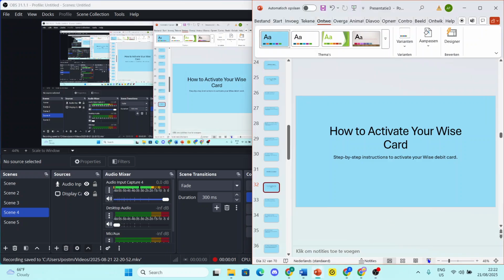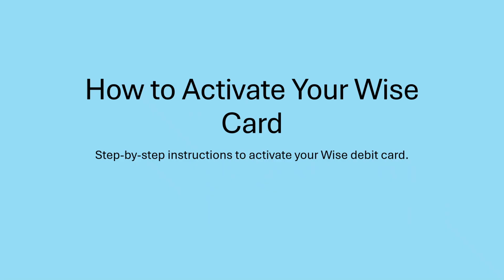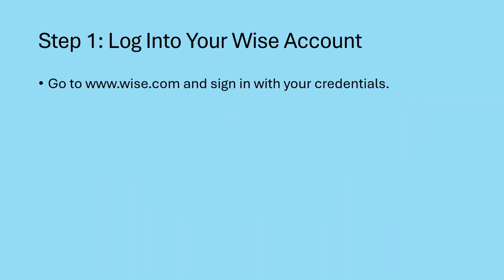In this video, I'll show you how to activate your Wise card. Step 1. Log into your Wise account. Go to wise.com and sign in with your credentials. I will leave a link to wise.com in the description down below.